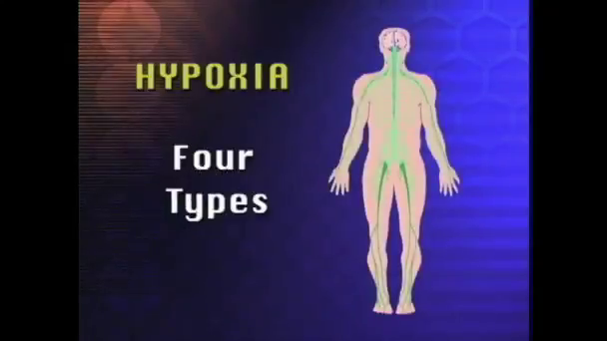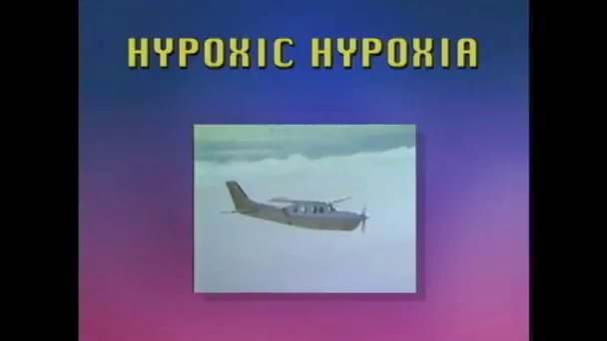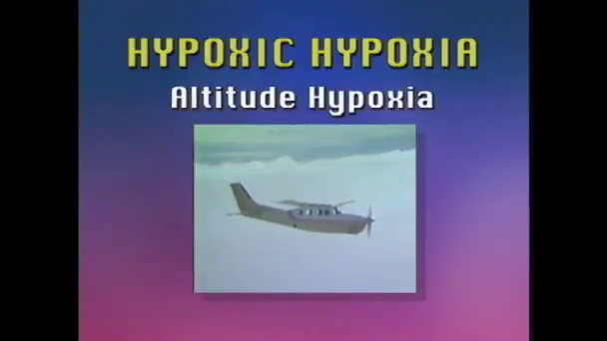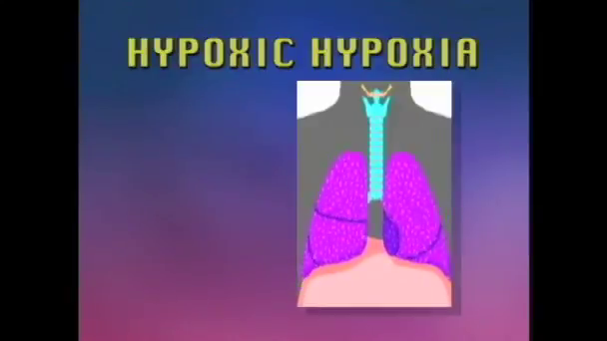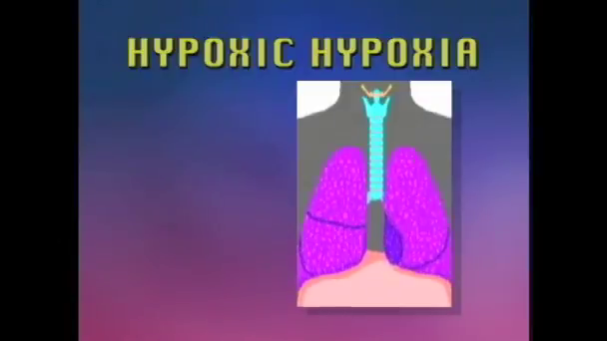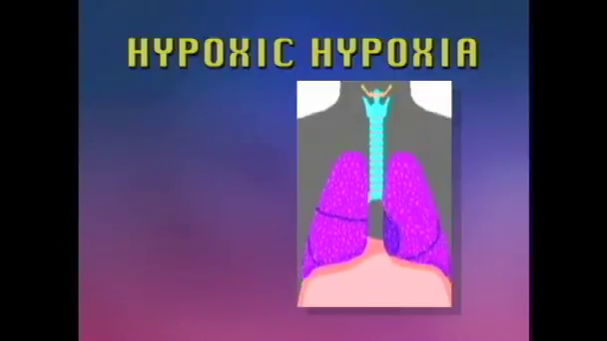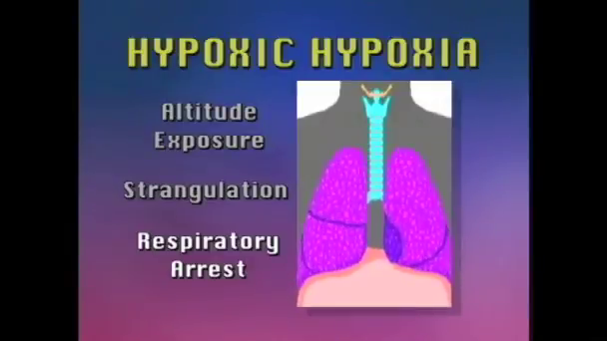There are 4 types of hypoxia. Let's examine each of them. Hypoxic hypoxia, also known as altitude hypoxia, is the most common form of hypoxia in aviation and occurs due to a drop in oxygen pressure at the lung level. Hypoxic hypoxia can be caused by a decrease in the pressure of oxygen in the inspired air that can result from altitude exposure, strangulation, or respiratory arrest.